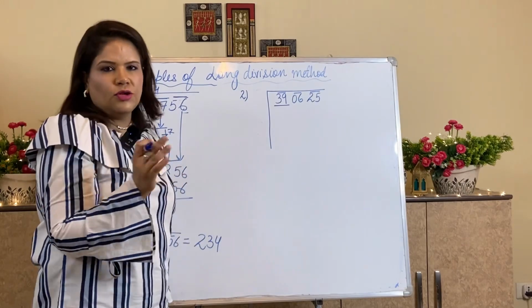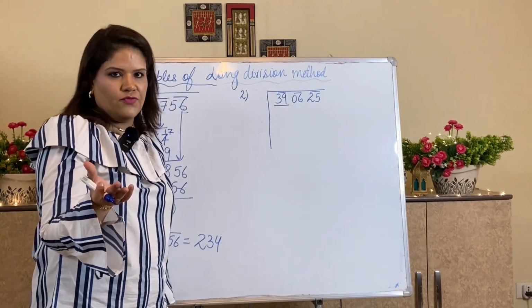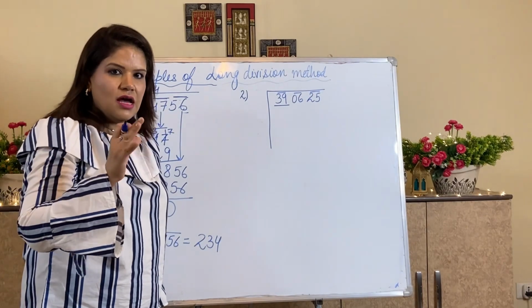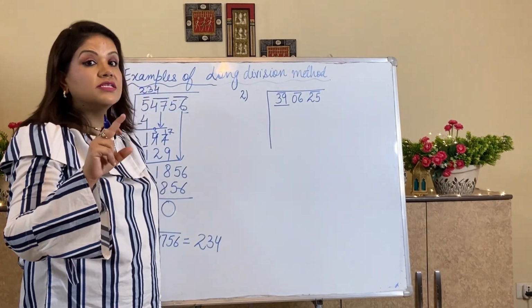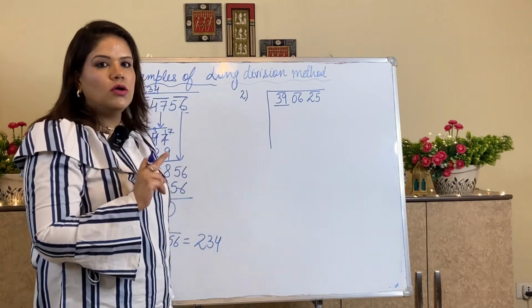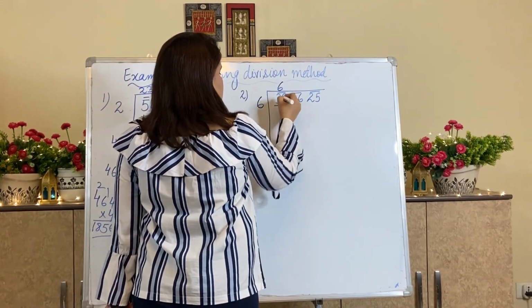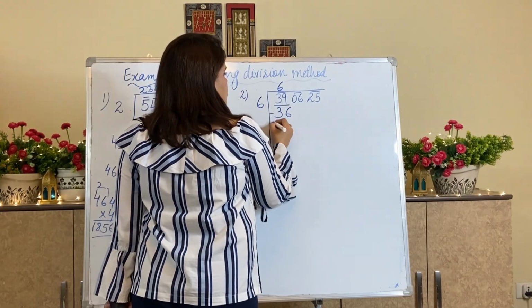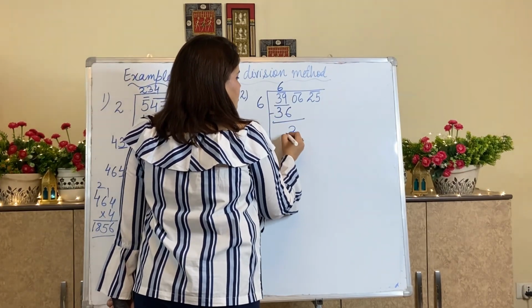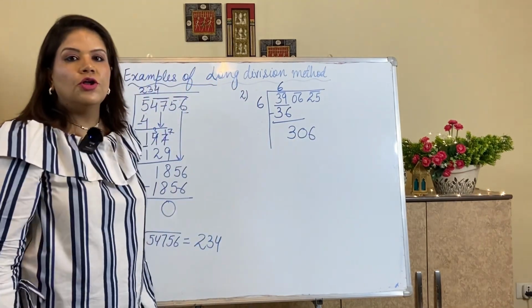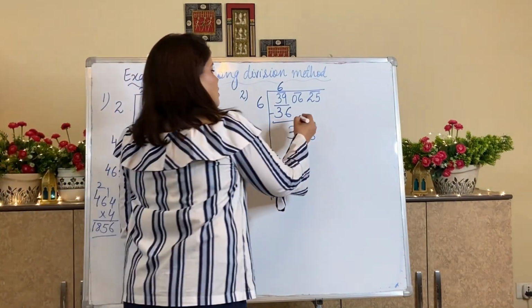So can you tell me? 5 5s are 25. It is very less. 6 6s are 36. It is the largest square number possible below 39. So let me try this. 6 6s are 36. So I will be getting 3 as a remainder and 06 will be my new period which will come down.